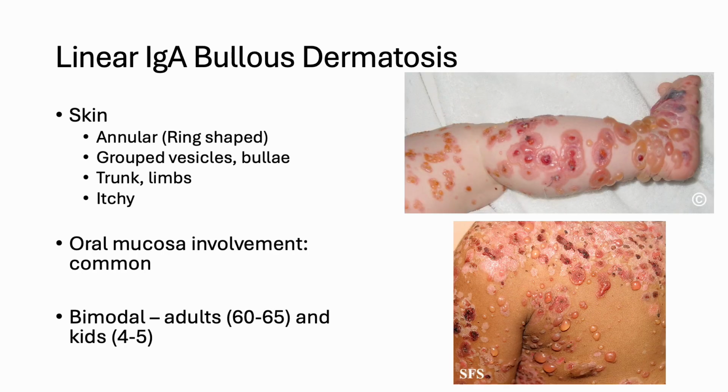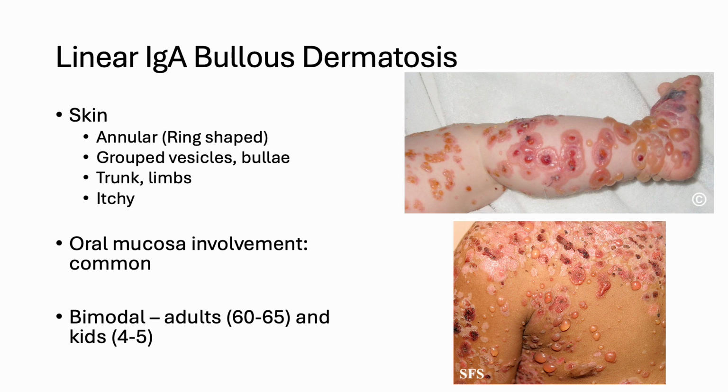The next disorder is somewhat connected to the one we just mentioned, dermatitis herpetiformis, but it's actually a different entity. It's the linear IgA bullous dermatosis, in abbreviation LABD. The skin has a very unique presentation. Instead of only a bullous disorder, it will have annular-shaped lesions. You can see here all those annular-shaped lesions. They can fuse together and have grouped vesicles and bullae. Commonly affected locations are the trunk and the limbs, and they are very itchy.